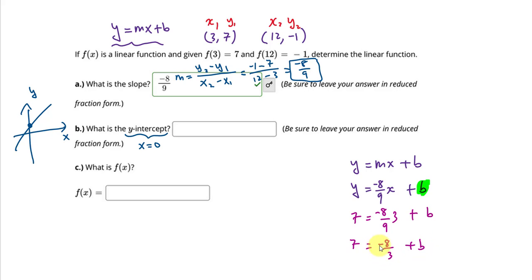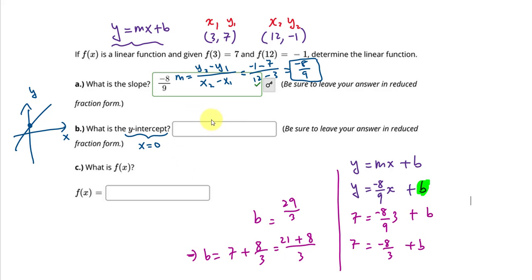And to solve for b, I add 8 over 3 on both sides. So b equals 7 plus 8 over 3. And the least common denominator is 3. And I have 7 times 3 is 21, plus 8. And that should give me 29, right? 29 over 3. And that is the y-intercept. 29 over 3 is also in the reduced fraction form, so nothing we can do about that.